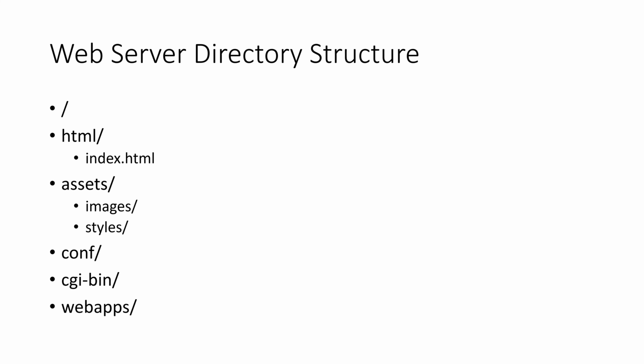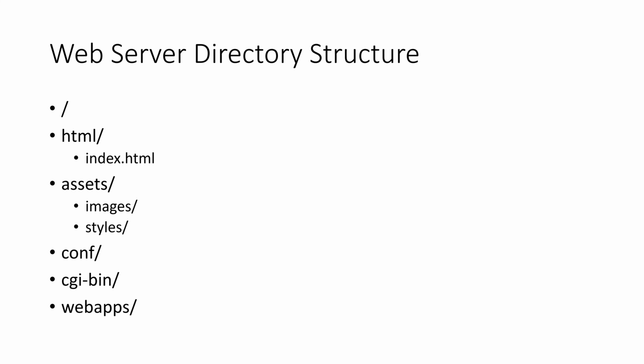Every web server follows a certain directory structure to organize files and make them easily accessible. At the top, you have the root directory, which usually contains a folder named HTML. This is the document root, meaning any file inside can be publicly accessed via a browser. One key file here is index.html. When a user visits a website without specifying a page, for example, just typing in example.com, the server automatically looks for index.html and serves it. It's the default homepage of most sites.